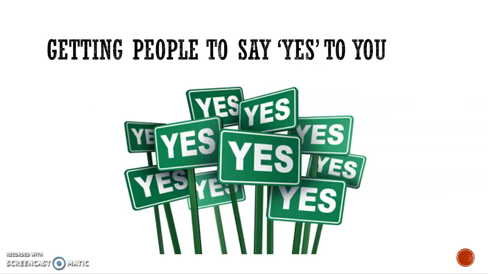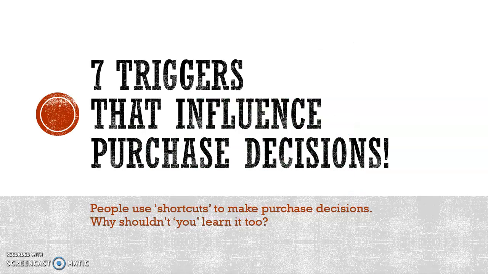Now, in order to sell any product, you have to get people to say yes to you. And this skill can be learned, just like learning to use a tool. That's because the way humans think and take purchase decisions has been similar for hundreds of years. Want to know how? Largely, it can be classified into 7 triggers in our brain, which make humans take action. These may be termed as shortcuts. Let me take you through them.